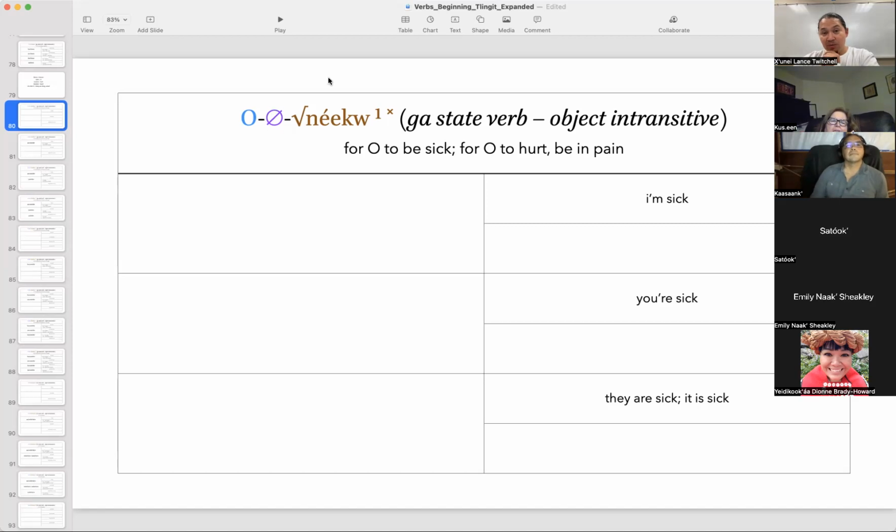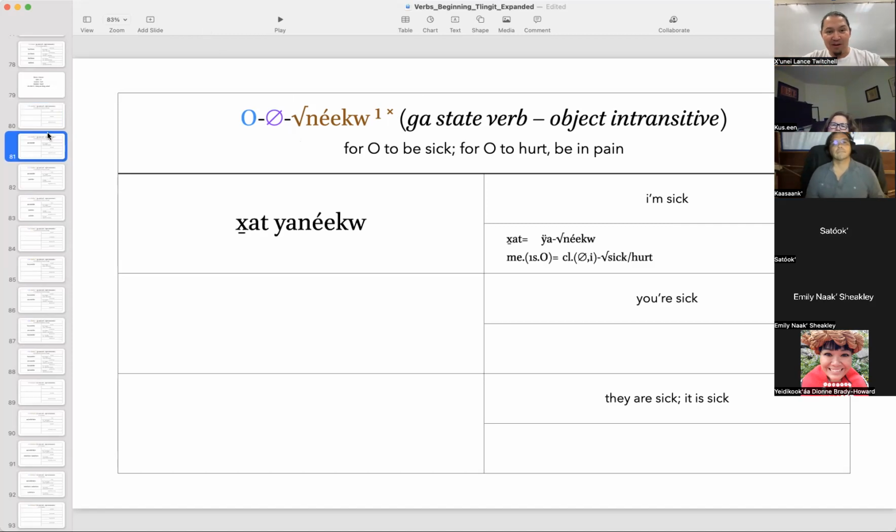But then also, it's a state verb. So because it's a state verb, it will be imperfective, and it will be plus I. So the classifier will be ya. Yanik, yanik, yanik, and ya will not contract in this case. It will not. Chat yanik. You are sick. I'm in pain.